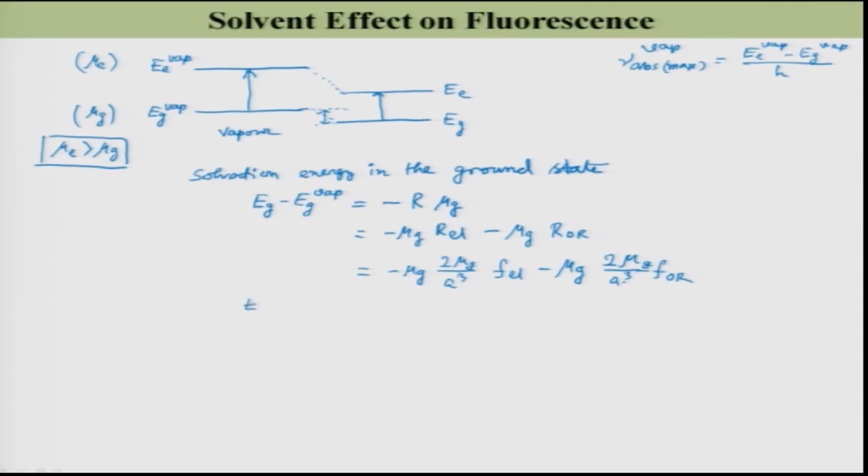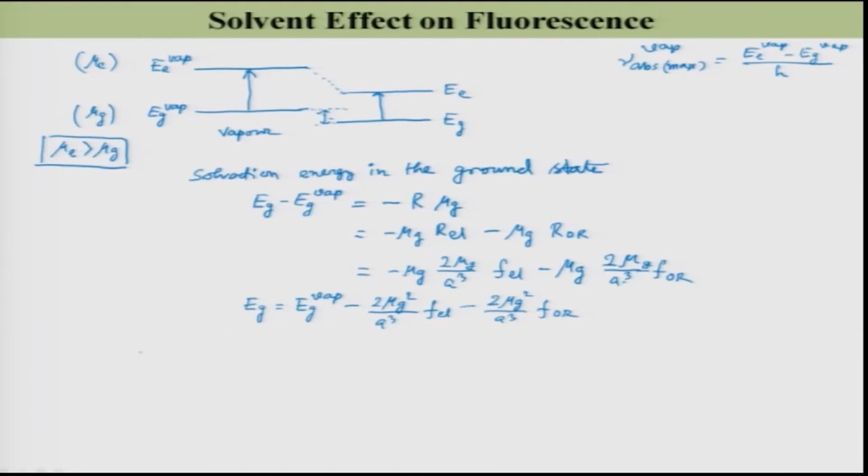So Eg equal to Eg vapor minus 2 mu g square by a cube f EL minus 2 mu g square by a cube f OR. So I got this value of Eg, right. Similarly, I am going to calculate the value of Ee, right.